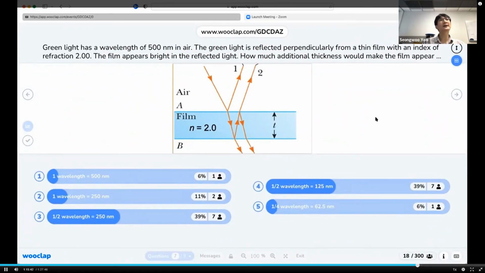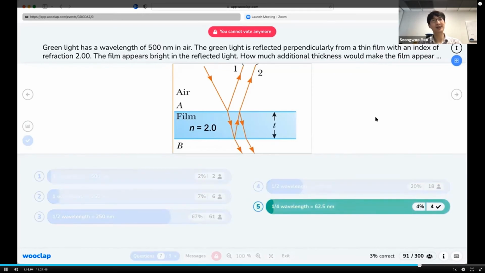So are you going to add 1 wavelength thickness, or half a wavelength thickness, or 1/4? What would be the minimum thickness to convert the bright fringe to the dark fringe? I'm going to close the vote in 5, 4, 3, 2, 1. The correct answer is 5. I will come back to this question later.